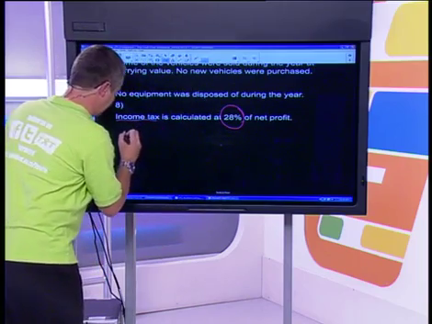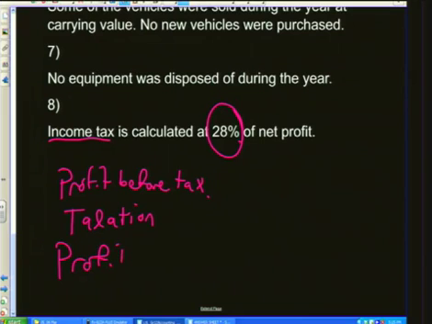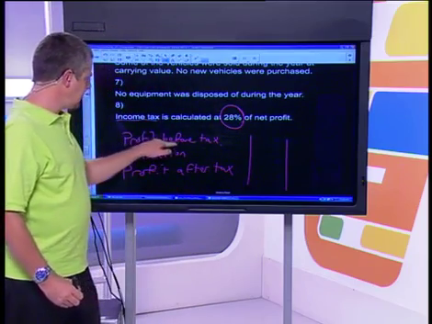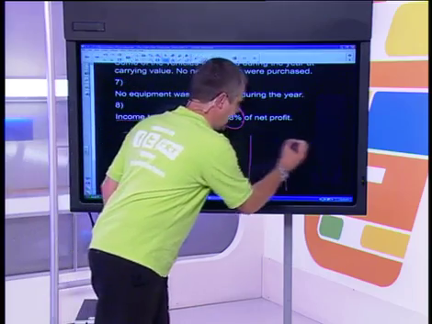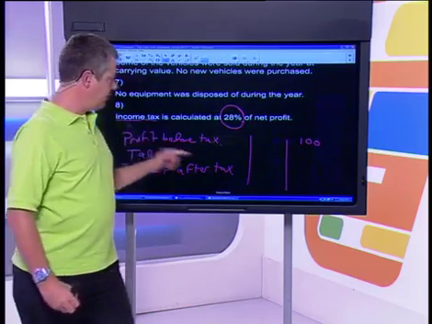What I normally tell my learners is to write here profit before tax. Then we put taxation, and then we put profit after tax. And what you should learn to do, and this is a skill that's going to become useful in many, many different questions, is write down the percentages that each of these represents. What you need to remember is that profit before tax is always 100. I'm just going to write the 100 here. You'll see why in a moment. So profit before tax is 100.